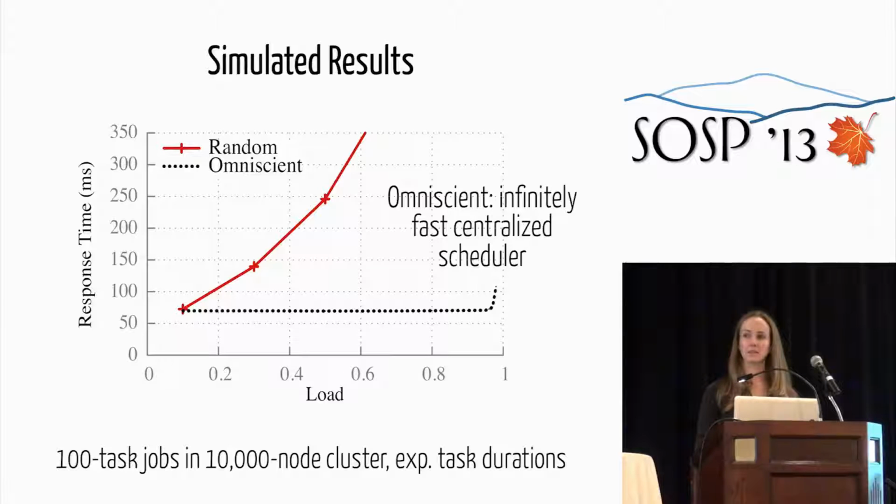What we're looking at here is simulated results in a cluster with 10,000 machines where each job has 100 tasks. We're comparing the random approach to an omniscient scheduler, where you can think of the omniscient scheduler as a centralized scheduler that's infinitely fast. So it schedules based on global visibility, but it doesn't have any of the latency or throughput limitations that a real centralized scheduler would have. What you see here is that the performance of this random approach essentially maps perfectly to the omniscient scheduler at low cluster load, but as load increases, random starts to move pretty far away from an omniscient scheduler.